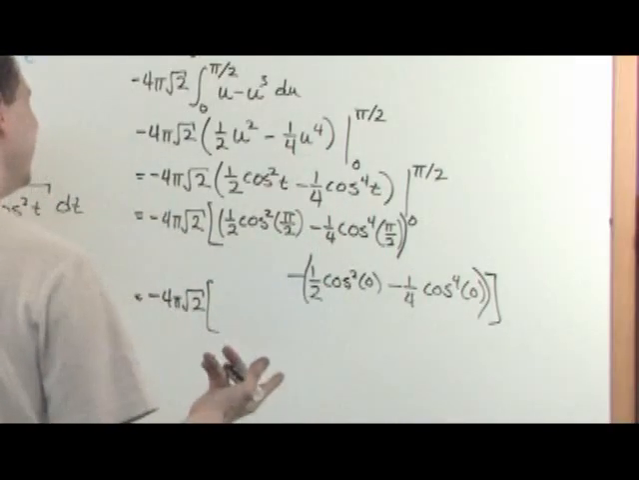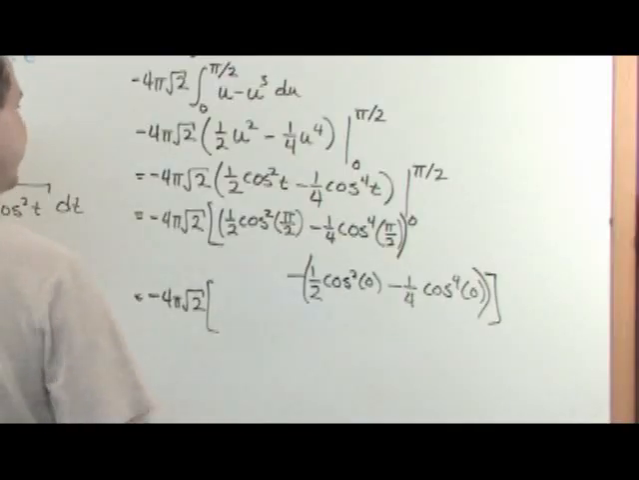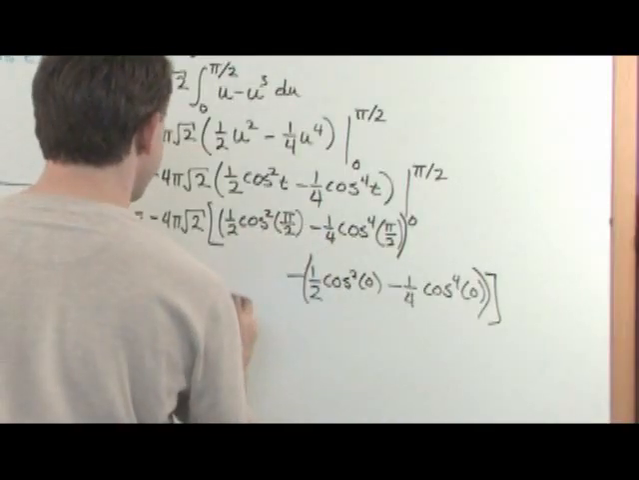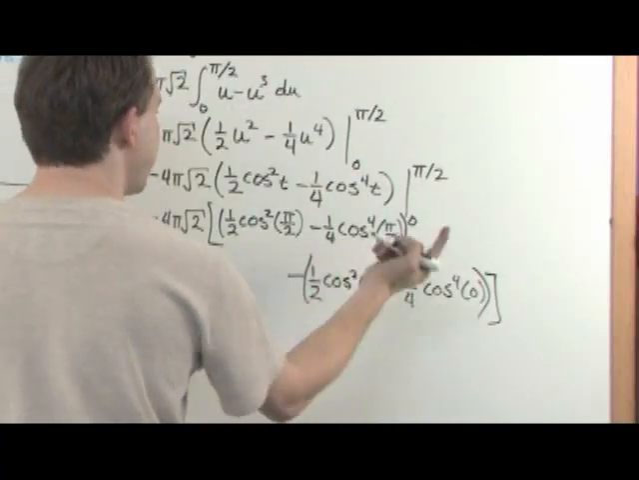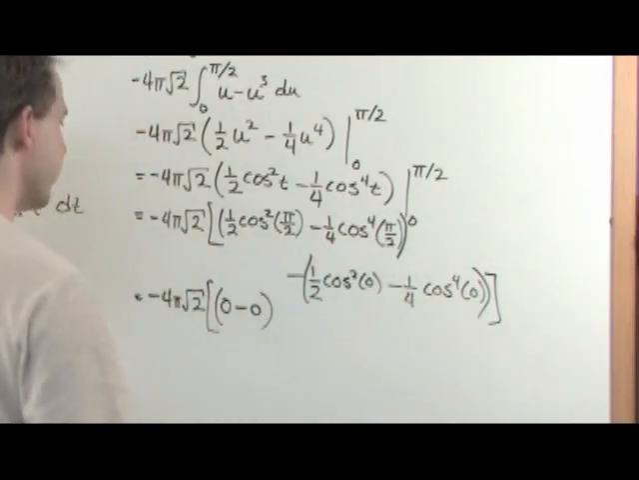Now let's go ahead and start evaluating them. Cosine of pi over 2 is 0. Okay, cosine of pi over 2 is 0, so I'm just going to write it down as 0 minus cosine pi over 2 is 0. So I've got a big fat 0 in the first spot.